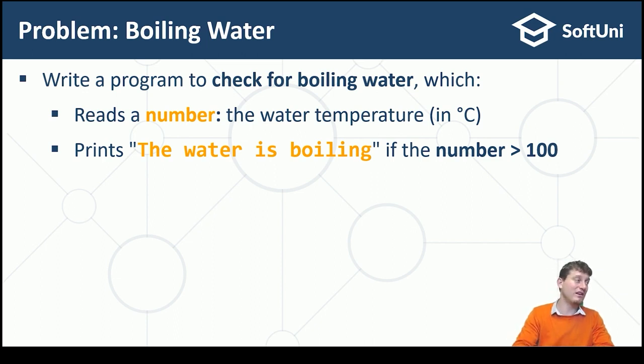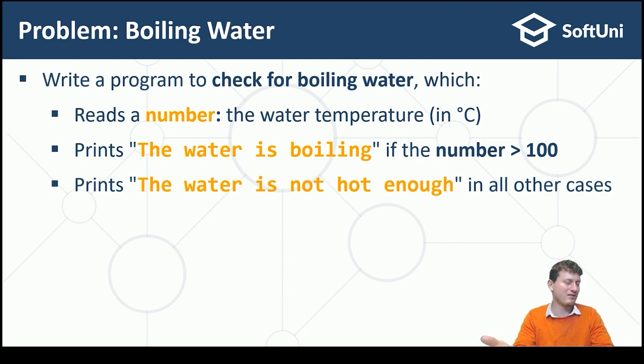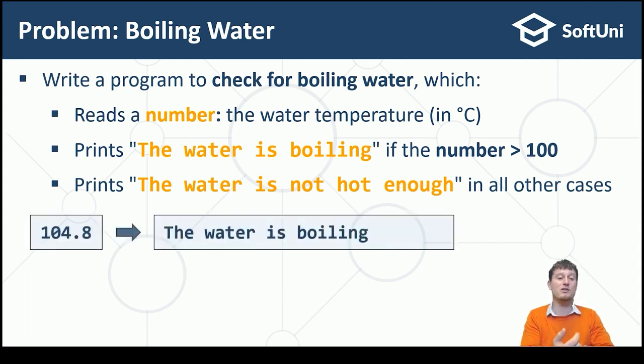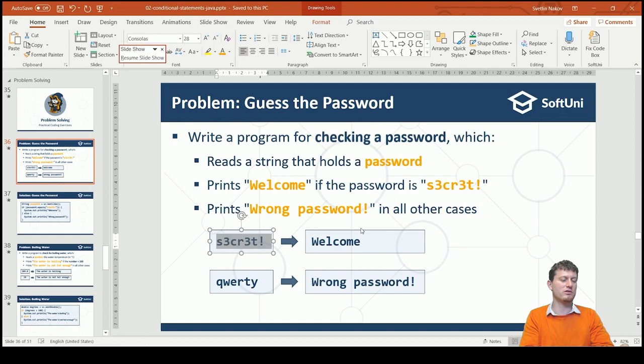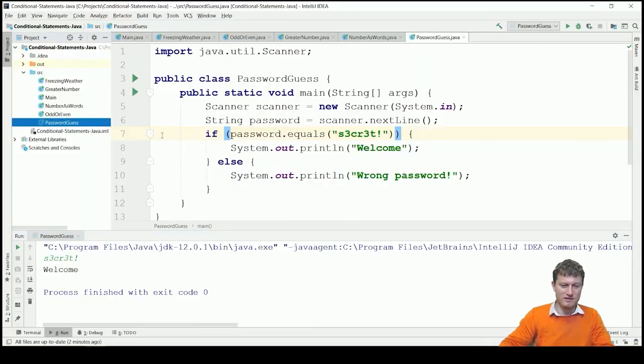If it is elevated higher in the mountain, this number could be less, for example 90 degrees, but this is just for curiosity in the physics. So the water is either boiling or it's not hot enough in all other cases. This is an example, 104.8, the water is boiling. If the temperature of the water is 29, the water is not hot enough.